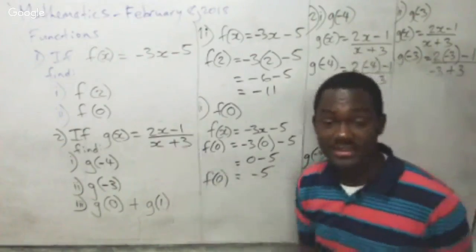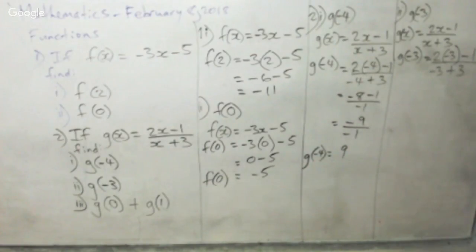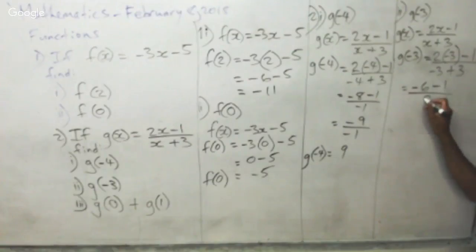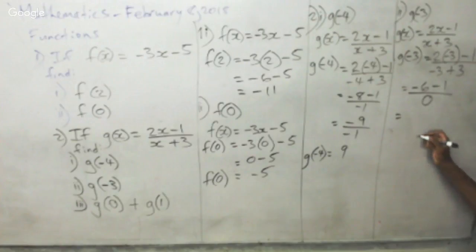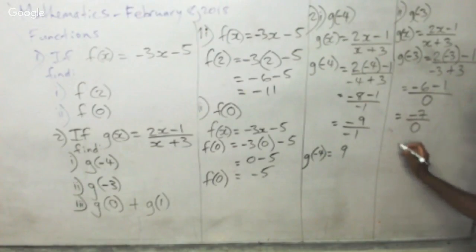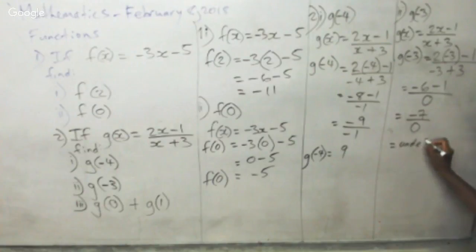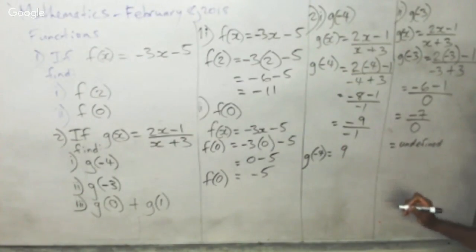I tell them again. 2 times negative 3 is what? Negative 6. Minus 1 over 0. All right. Negative 6 minus 1 is? Negative 7. No, actually, negative 6 minus 1 is negative 7. So we're going to leave the negatives of numbers here.